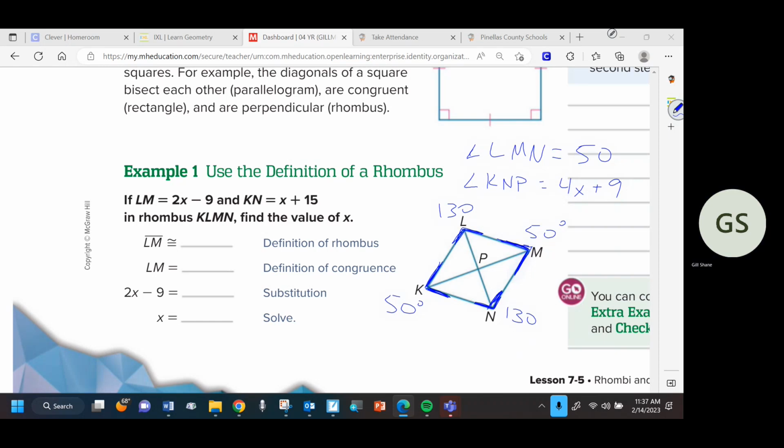What we just learned: the diagonals of a rhombus bisect every angle. That's why I like this problem, because it brings into play something that's actually specific to a rhombus. I know that if these are the same measure, because the diagonals bisect all the angles, now I can say K and P is 130 divided by 2. So it's 65. K and P is 65.